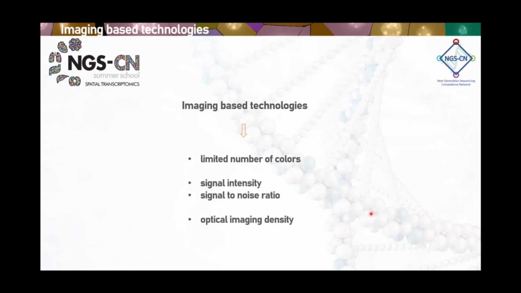So there are different technologies out there as well for imaging-based technologies. And the things that they have to achieve is to work on the limitations that you have in a normal in situ hybridization. For example, they have to find a way to overcome the limited number of colors that you have for imaging. They have to increase the signal intensity, the signal to noise ratio, and as well, they have to take into account the optical image intensity when you want to image hundreds of transcripts at once in the cell. So how they do this, it's different between the different technologies. And the main difference that they have is in this type of signal, how they increase the signal intensity and increase the signal to noise ratio.